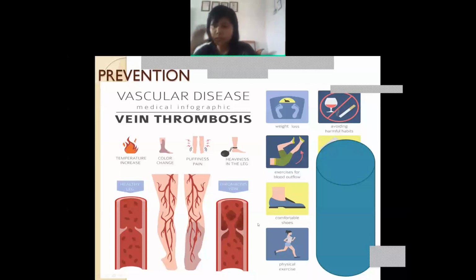Next, they should wear comfortable shoes, whatever shoes they are comfortable with, but not heels. Okay? They should wear that kind of shoes. Next is physical exercise. They should perform some physical exercise and they should also avoid harmful habits. Harmful habits like what? Tobacco, smoking, having alcohol, all these things they should avoid.